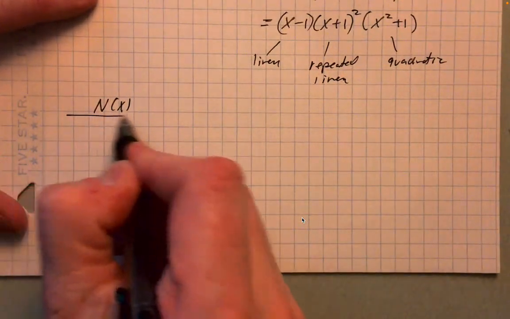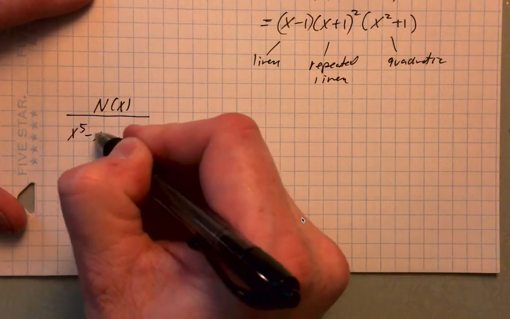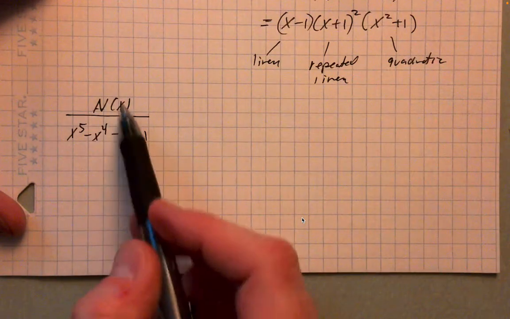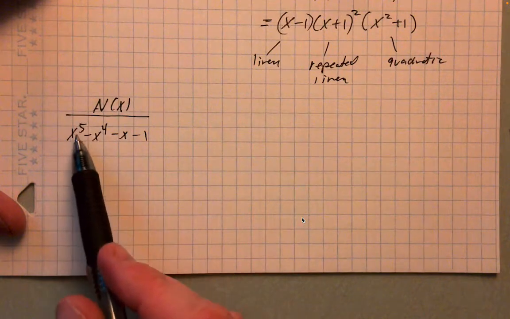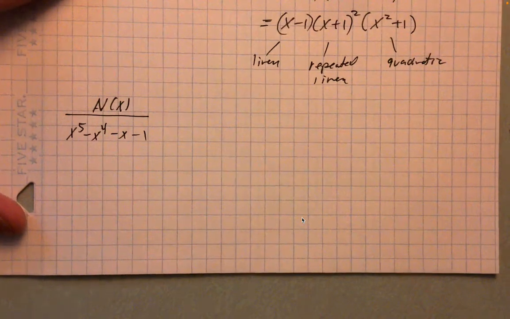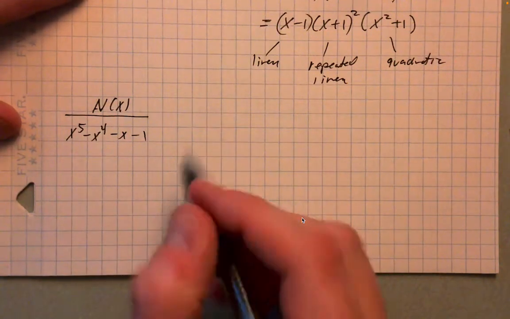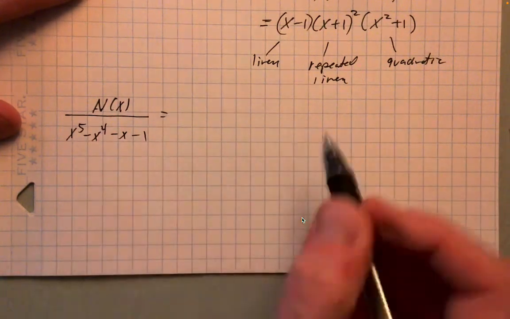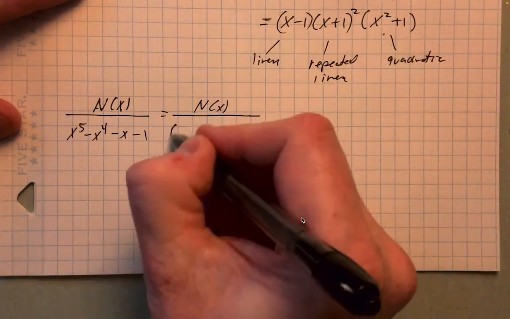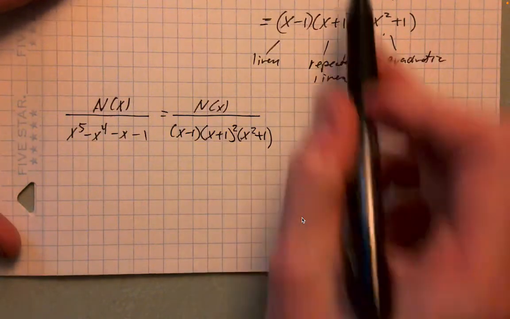If we start with something like this, n of x is some polynomial, and then we have x to the 5th minus x to the 4th minus x minus 1. Here n of x is assumed to be a polynomial of degree less than 5. If not, we can always run polynomial long division on it and get something different. But basically we want to start with this, and we just saw that this would be equal to n of x over this line here. We just did that exercise, factoring that out.